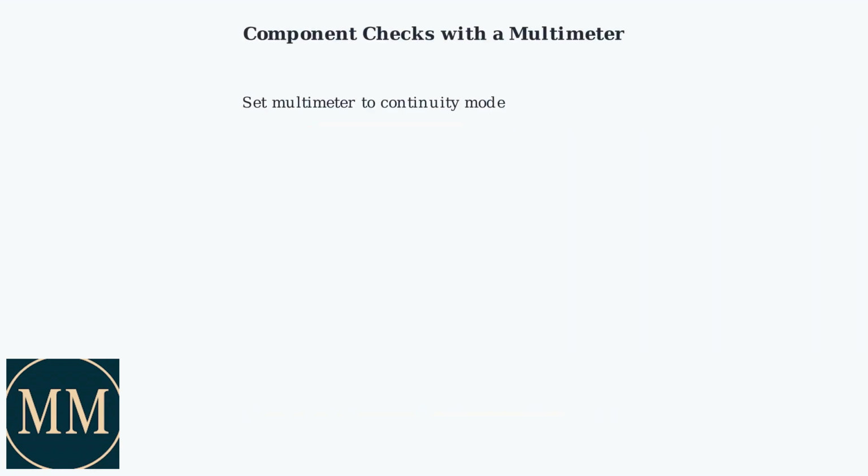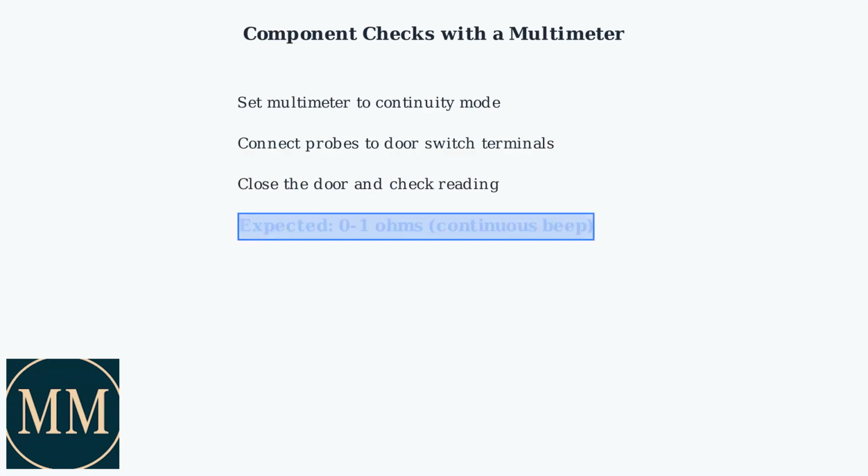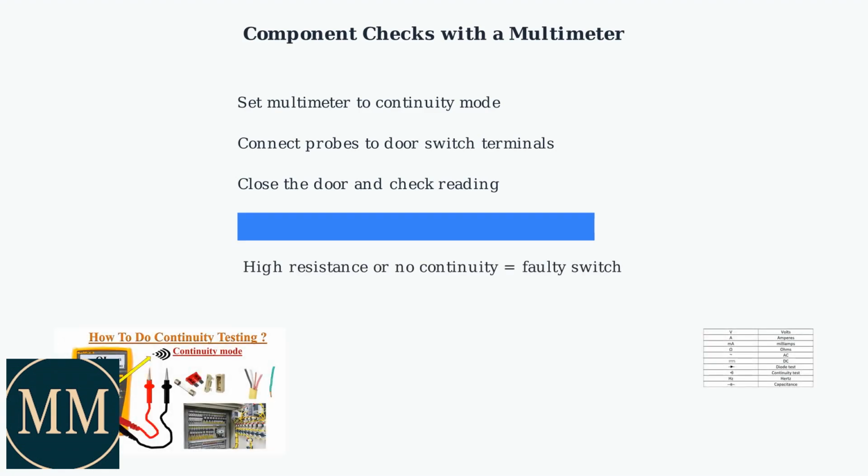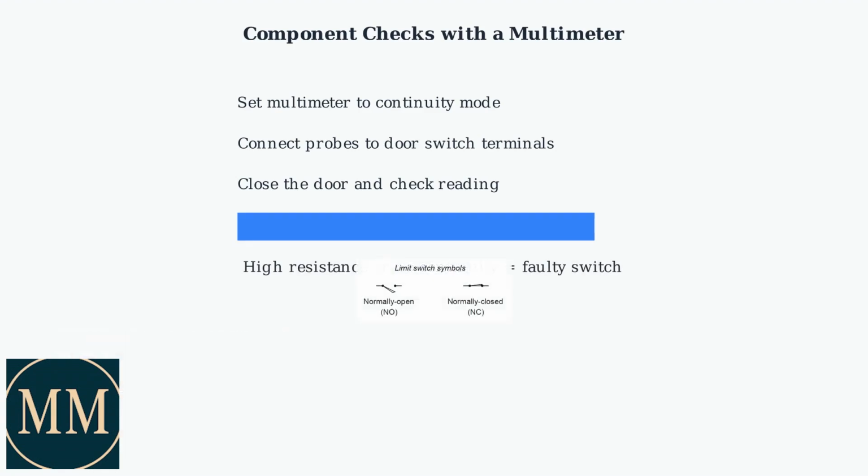To check the door switch with a multimeter, first set the device to continuity mode. Then connect the probes to the door switch terminals. The door switch is typically a normally open switch that closes when the door is shut, reading 0 to 1 ohms, good continuity, completing the circuit. If you get high resistance or no continuity, the switch is faulty and needs replacement.